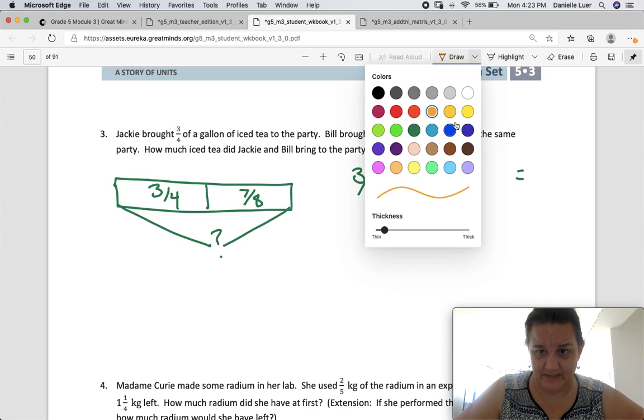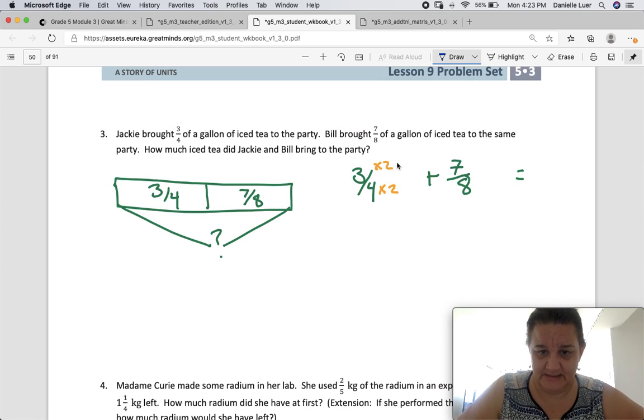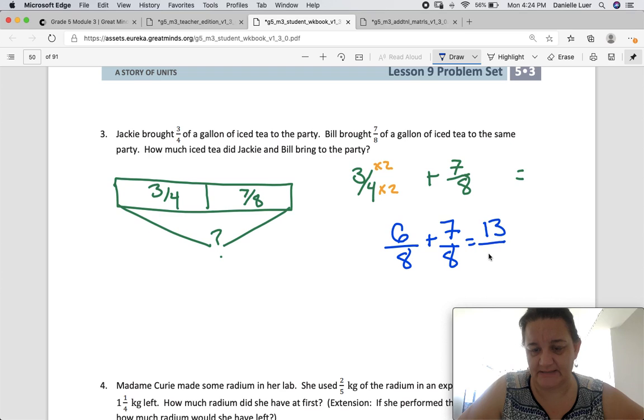Okay, and then I'm going to bring it down. So 3 times 2 is 6, 4 times 2 is 8, plus 7/8, I don't have to do anything to that, equals 6 plus 7 equals 13/8. And I already know that 8/8 equals 1, and 8 plus 5 equals 13. So I know that 1 and 5/8 is my answer of a gallon.